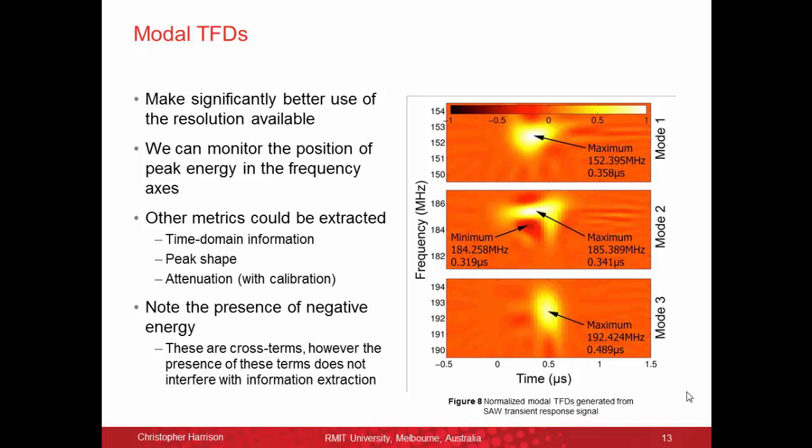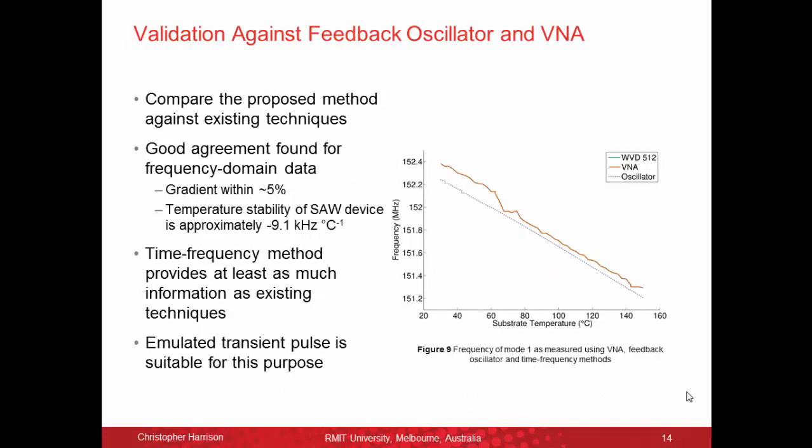Here, they're not such a big deal because we're only dealing with singular components, whereas before, with many components, there were all sorts of cross terms all over the place. But they don't interfere with information extraction in this case. So what we wanted to do is, if we're tracking the position of peak energy and frequency, we want to know how this compares to the conventional methods.